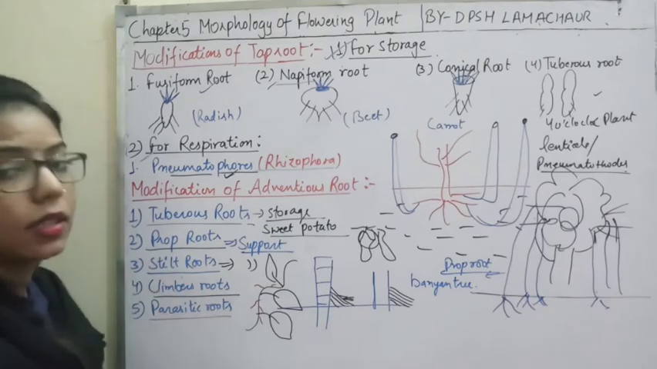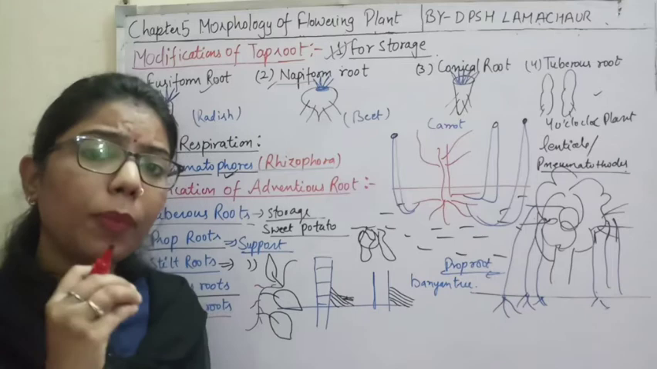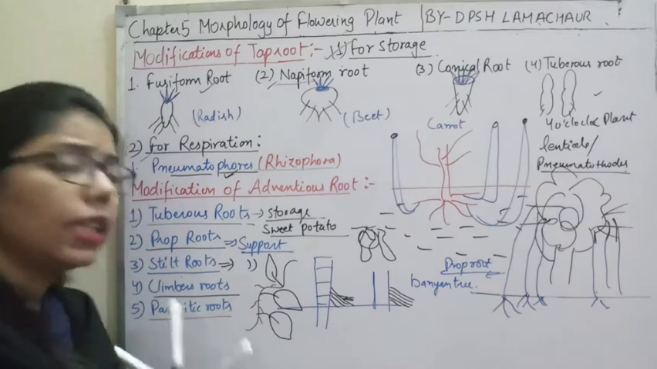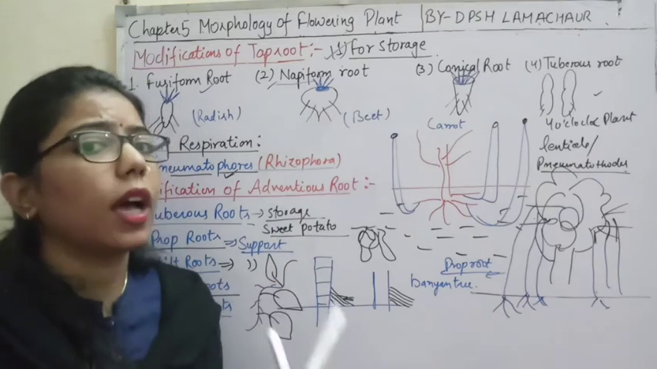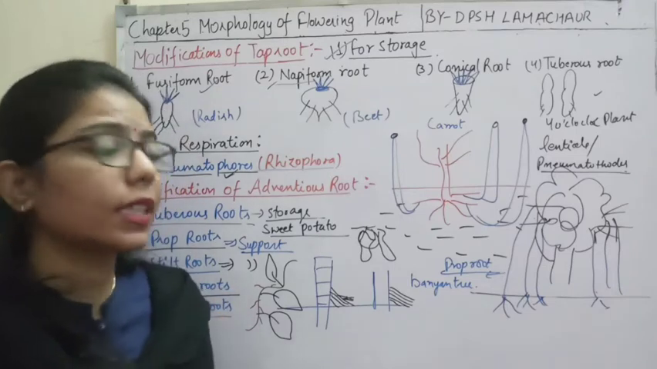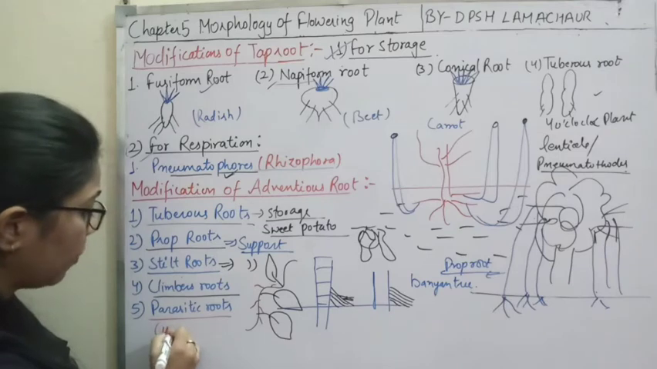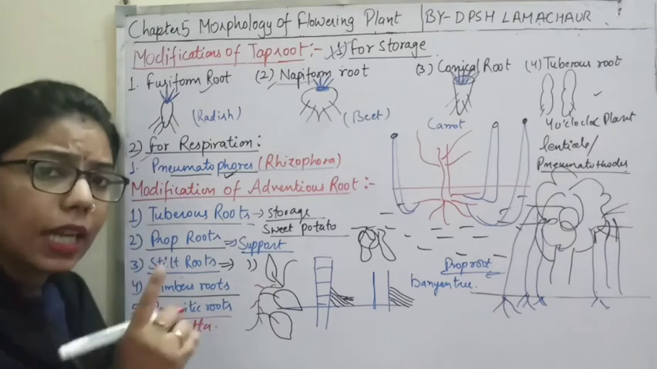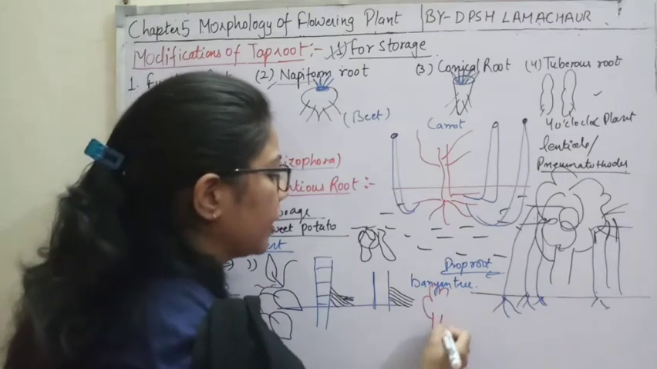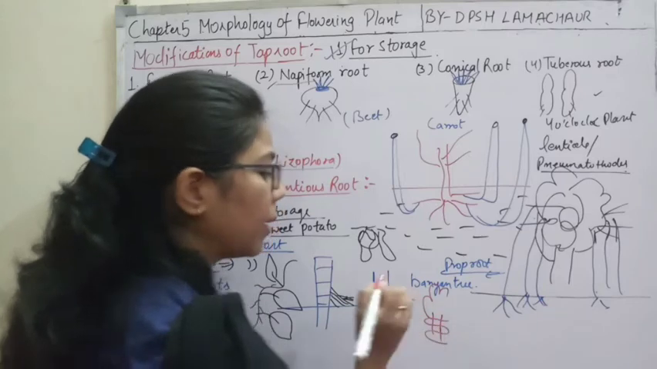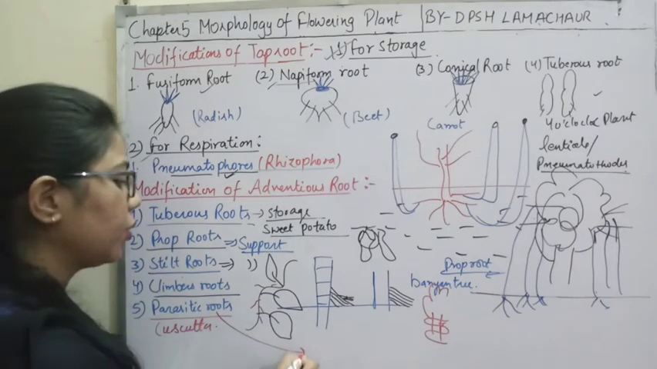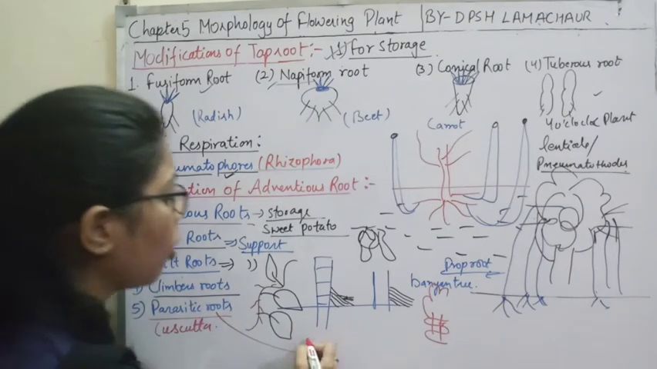Another one is the parasitic root. The meaning of parasitic is that it is harming the host plant. You can see this type of root in plants which harm the host, or those which take nutrition from the main host plant. The example is Cuscuta. Again it is a climber, and if any tree is there, it will climb on the tree, and from there it will take the nutrition, and for taking nutrition they modify their roots into haustoria.